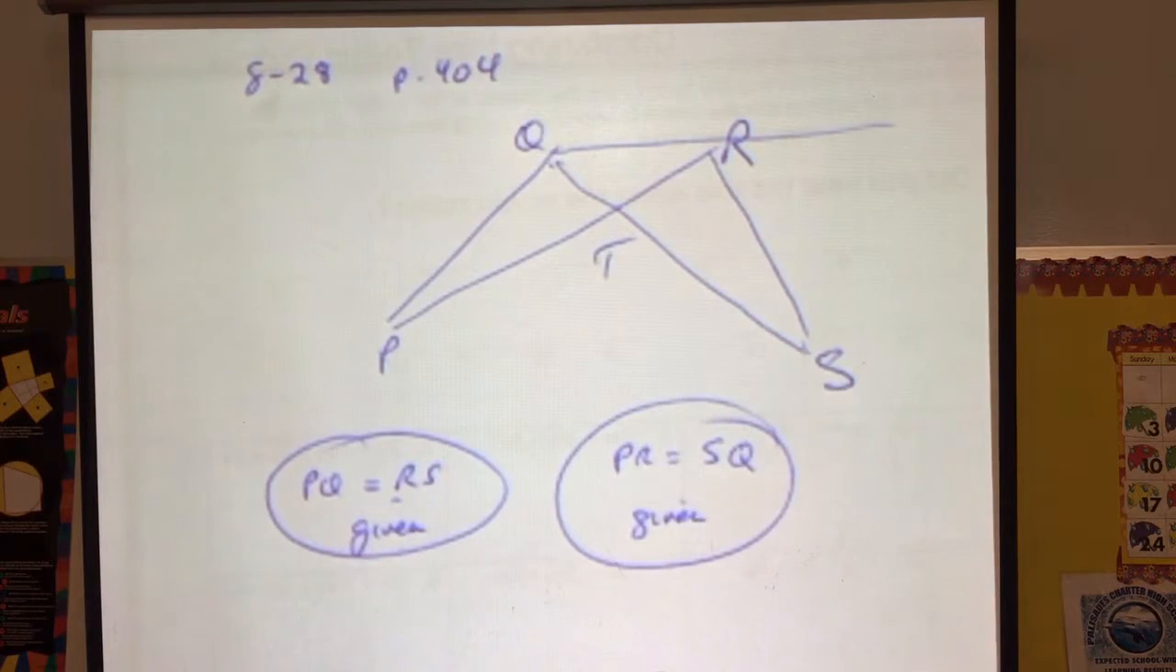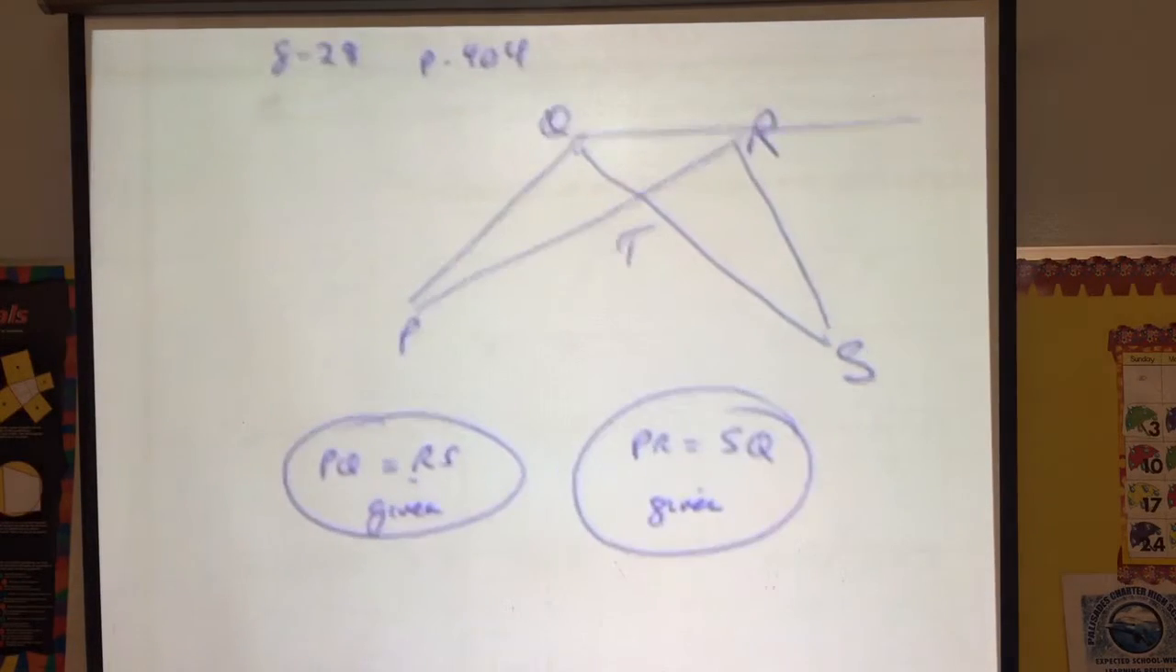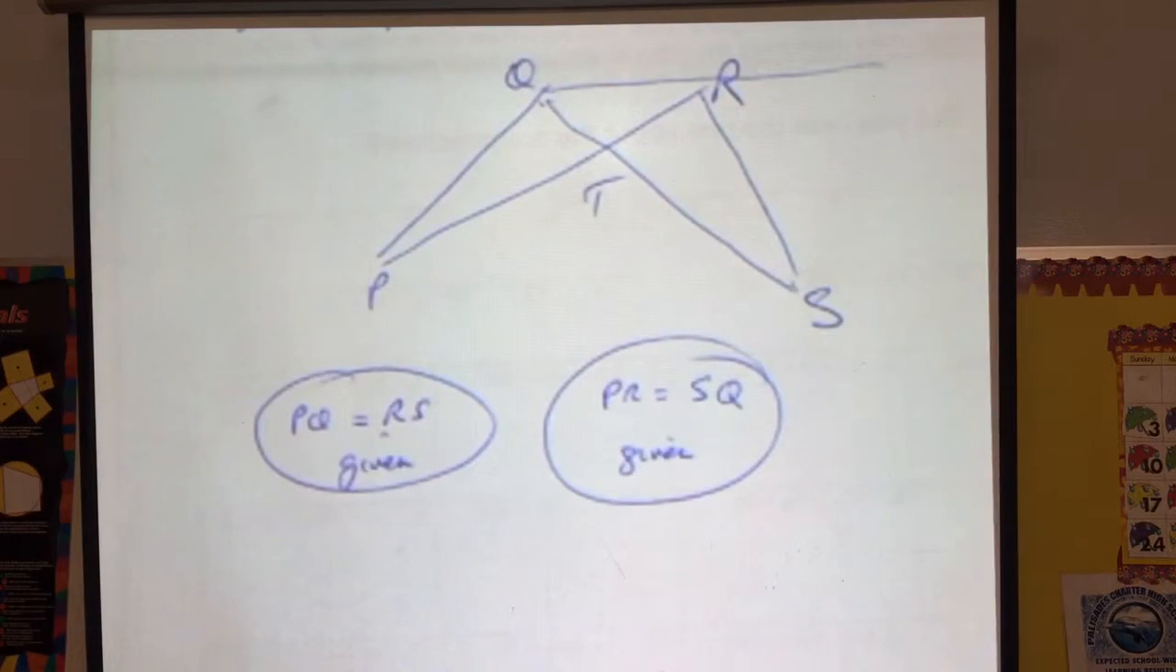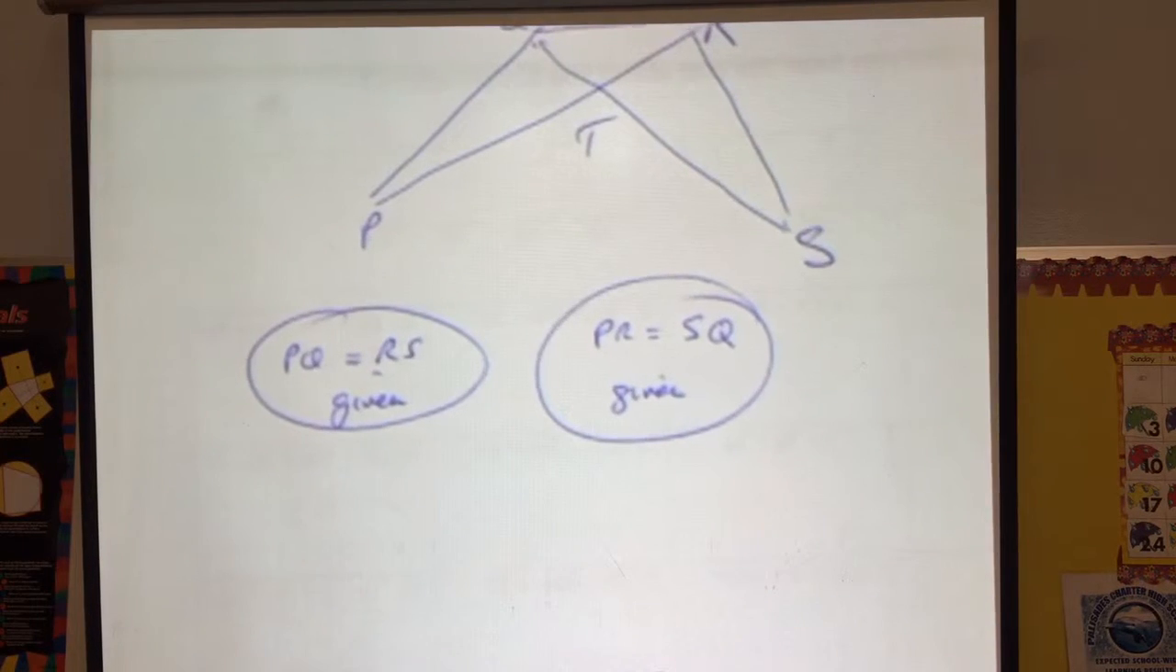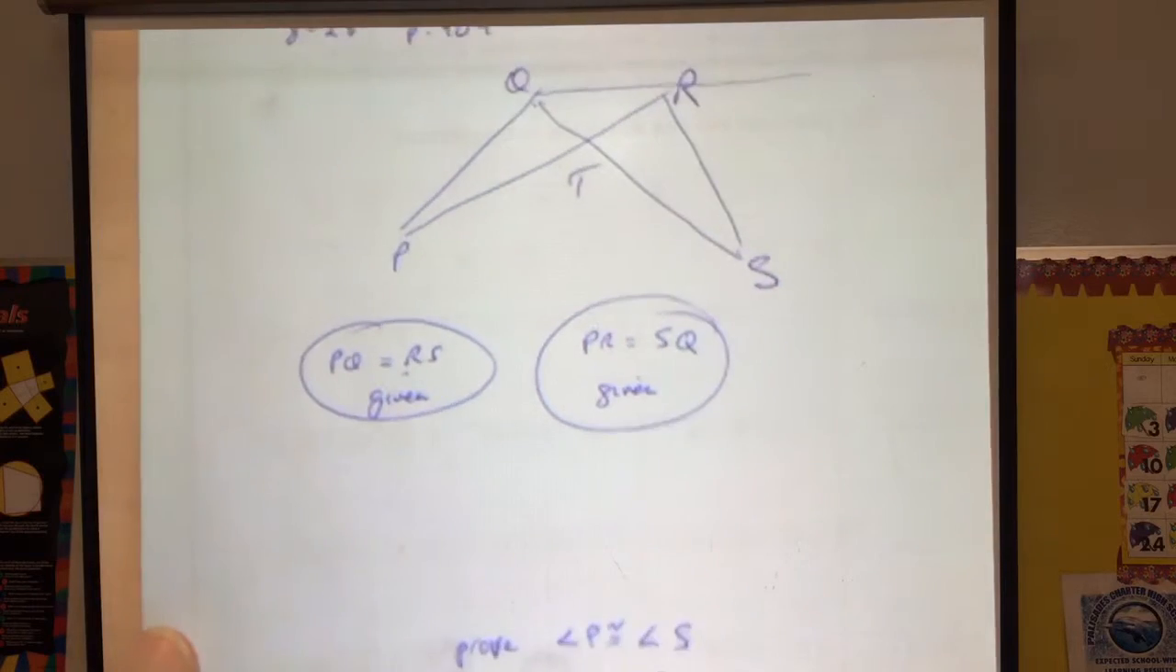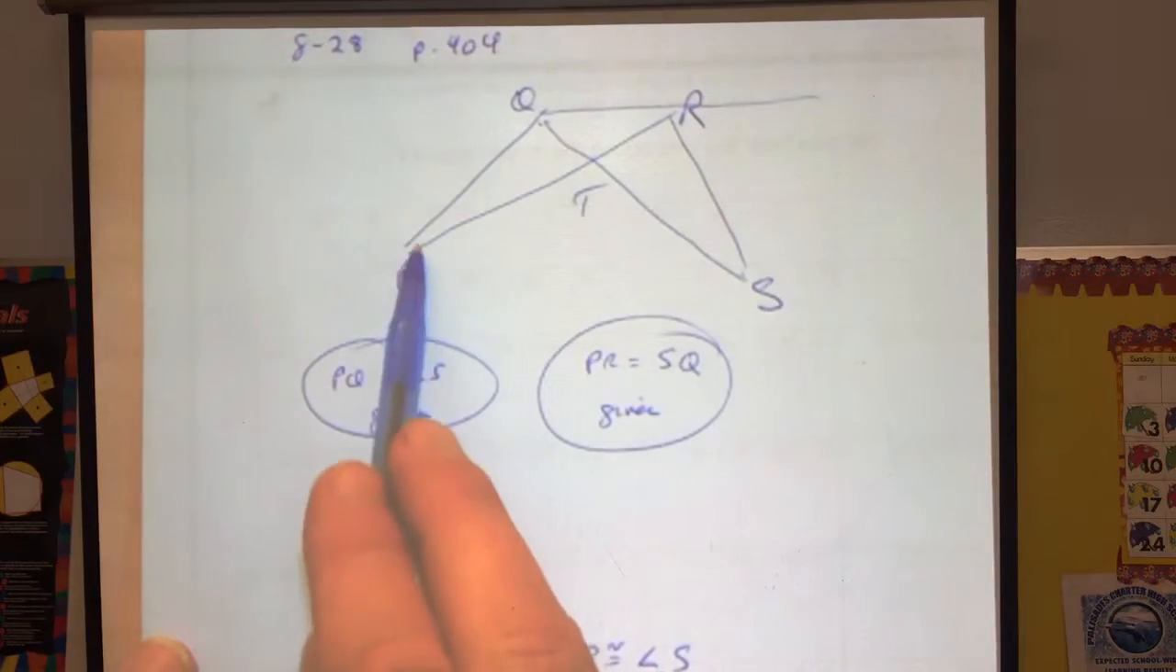And it says prove that angle P is congruent to angle S. So that's our end point. That's what we're looking for. That's what we're trying to get. We're trying to prove that angle P is congruent to angle S.